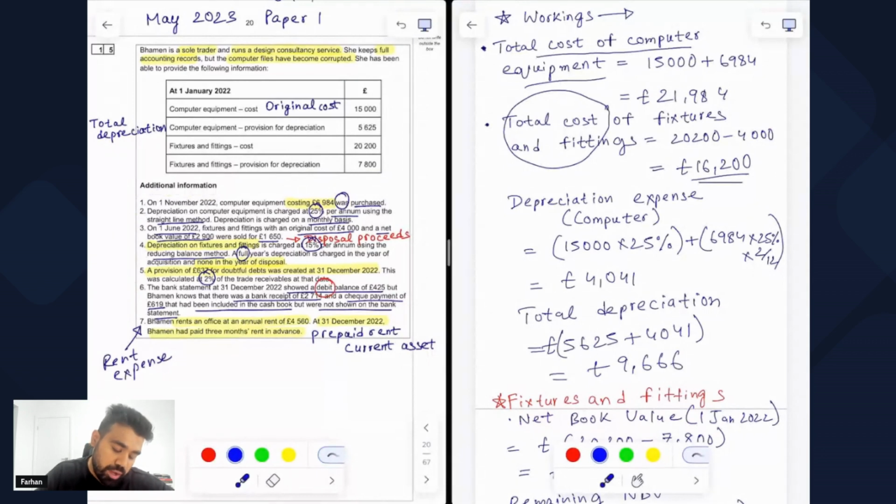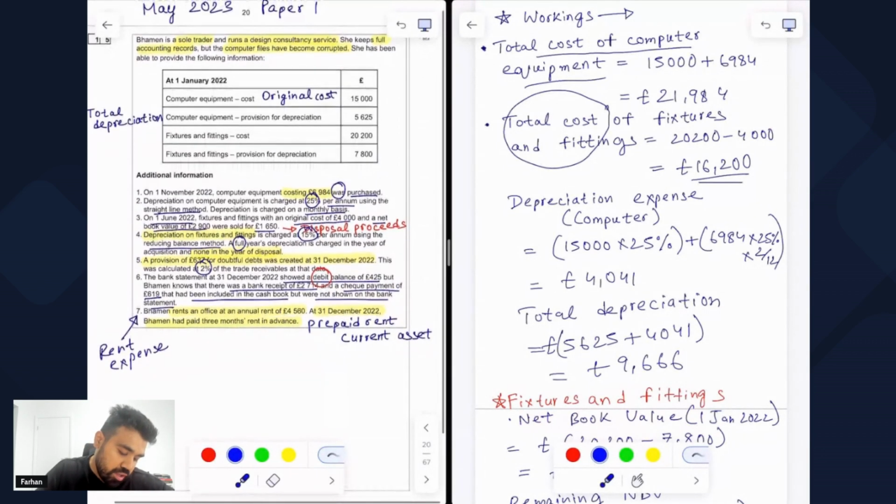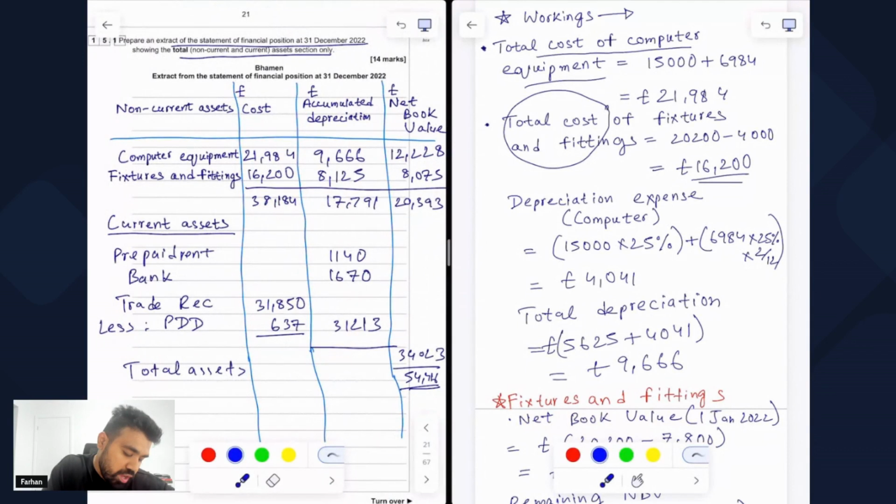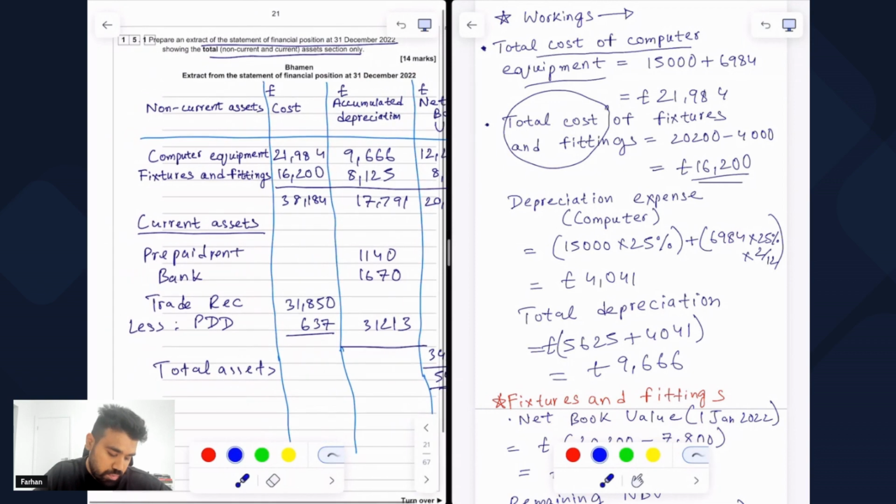So as you can see, the requirement of the question is to prepare the extract of the statement of financial position at 31 December 2022, showing the total asset section only, which is to mainly divide it into non-current assets and current assets. So we have prepared 3 columns here for the non-current assets: cost, an accumulated depreciation column, and then the net book value column. So let's get into the workings.